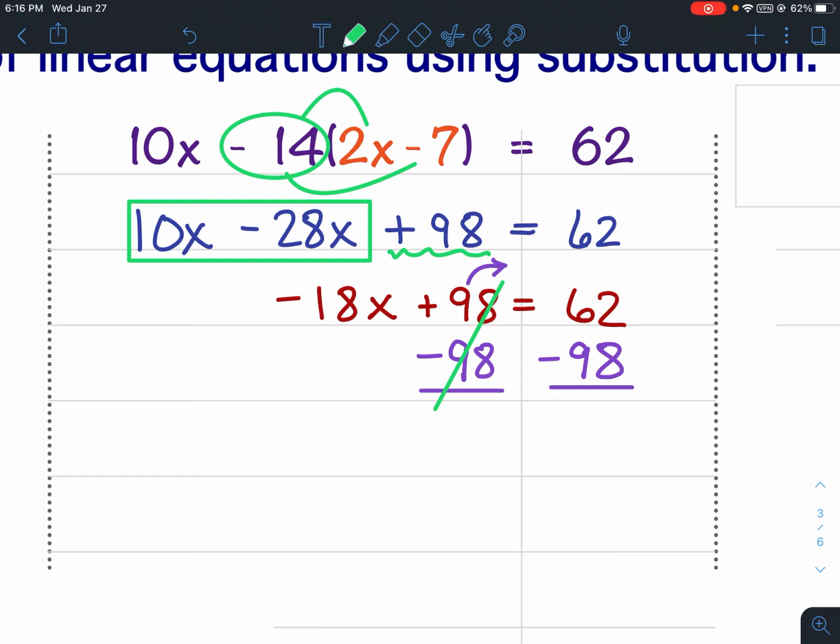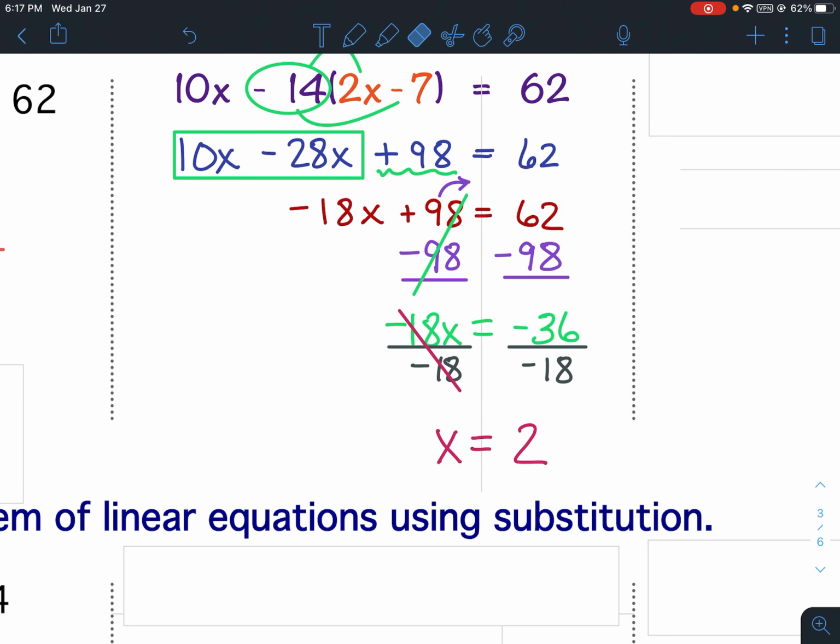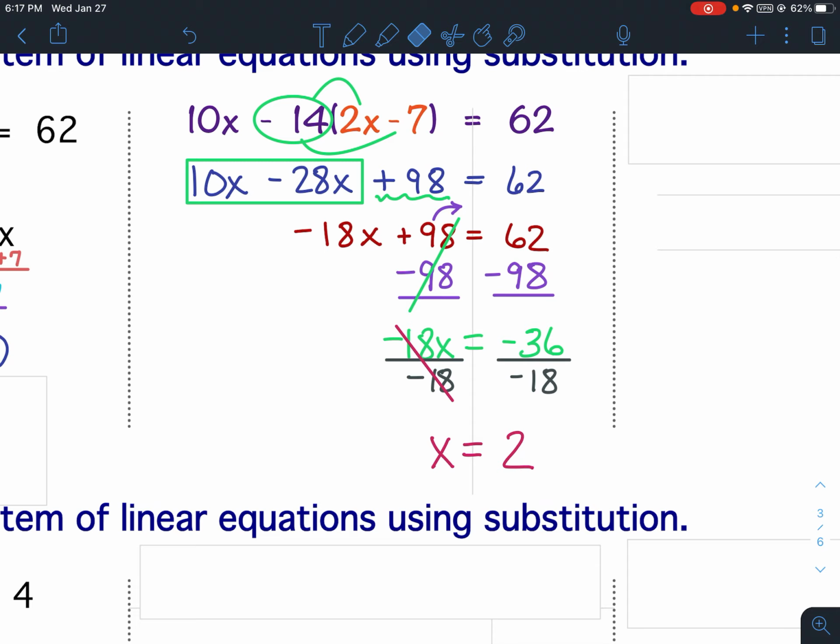They would cancel. I get negative 18x equals 62 minus 98 is negative 36. Divide both sides by negative 18. The 18s would cancel, and you would be left with x equals negative divided by negative is positive. So it would be x equals 2. All right, if you haven't picked up on it now, it's been the same steps every time. Use the distributive property, combine like terms, get your variables to one side of the equations, constants on the other side of the equations, and then divide.